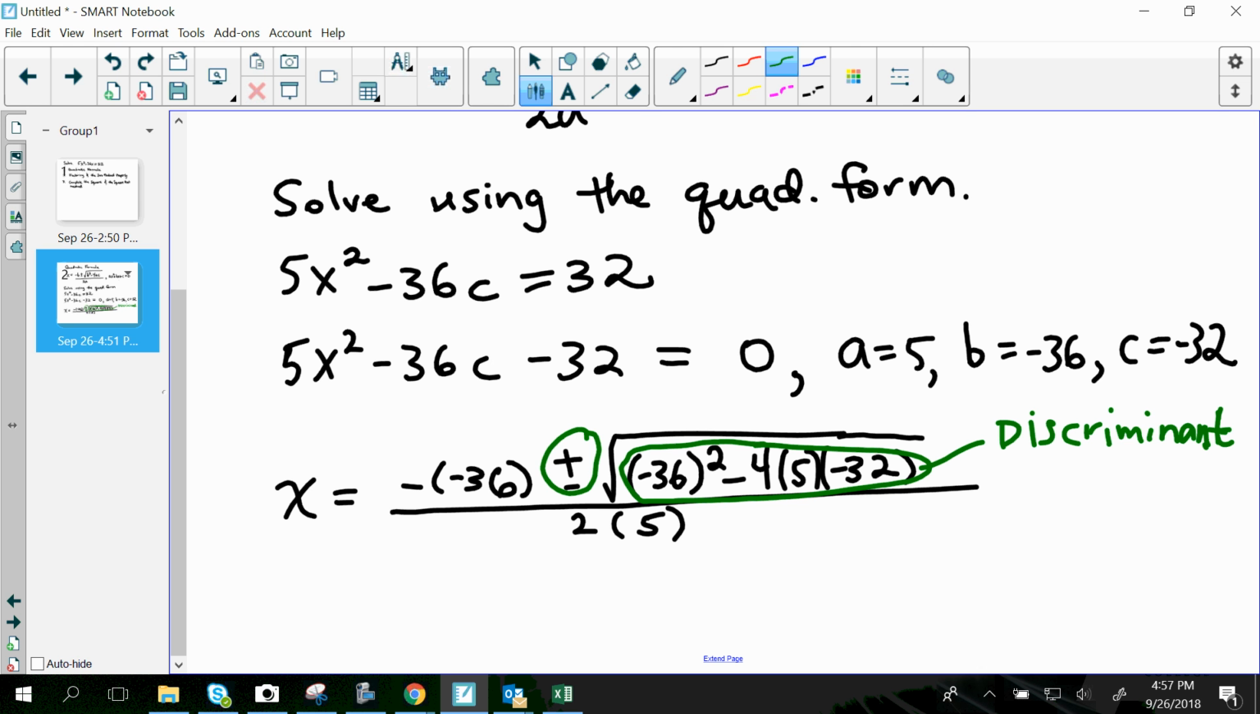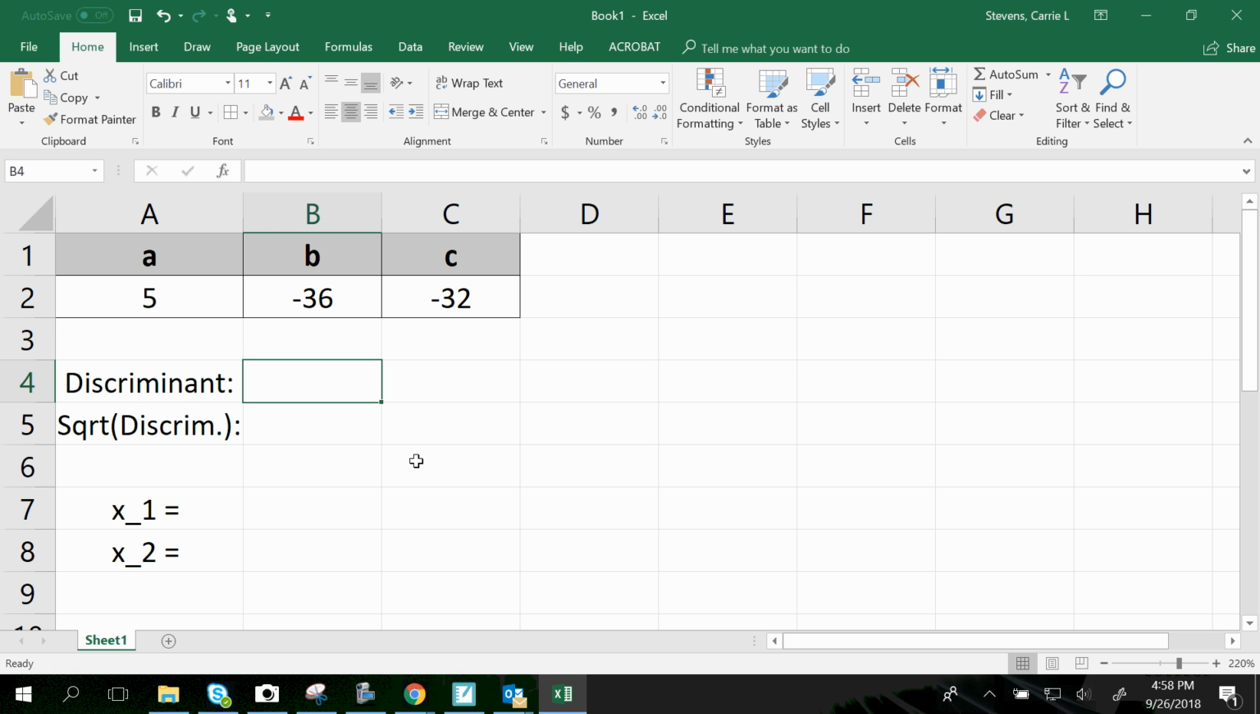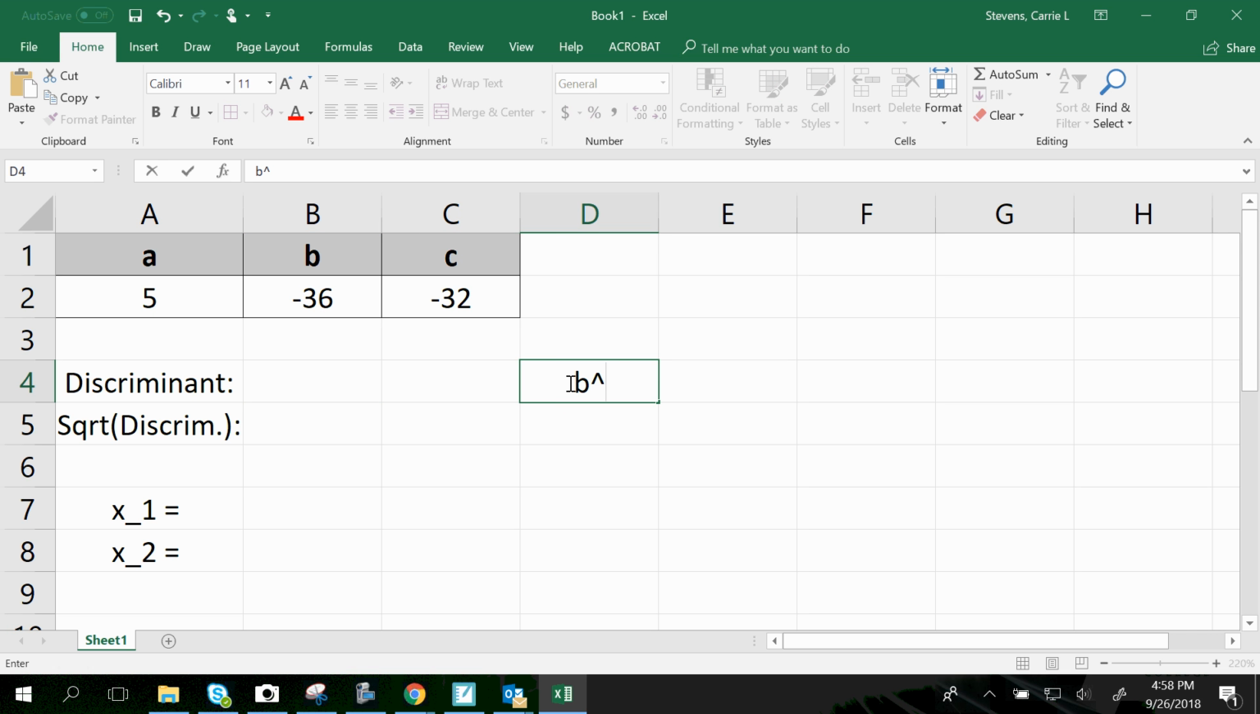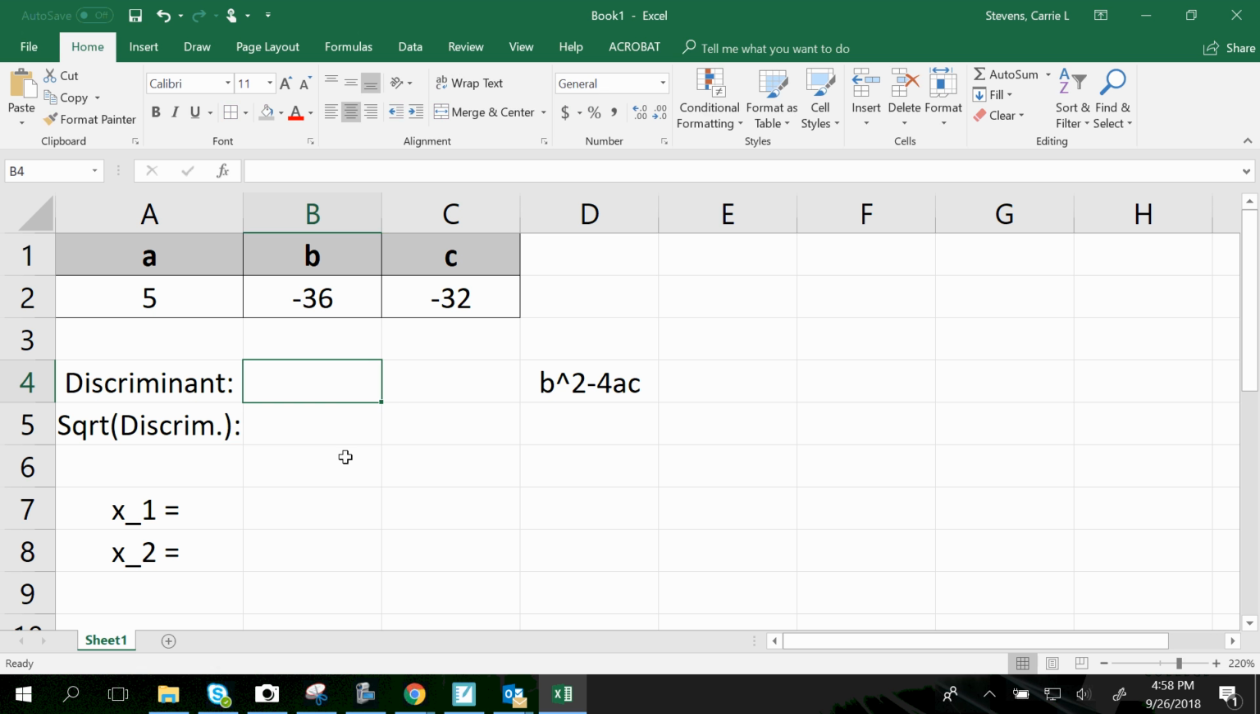It helps us know what to expect in our solution set. So to carry out the calculation of the discriminant, we're going to go over into Excel and calculate. I'm just going to write it over here. What we're doing is b to the power of 2 minus 4 times a times c. That's what's underneath the square root sign. So I'm going to calculate that right here.